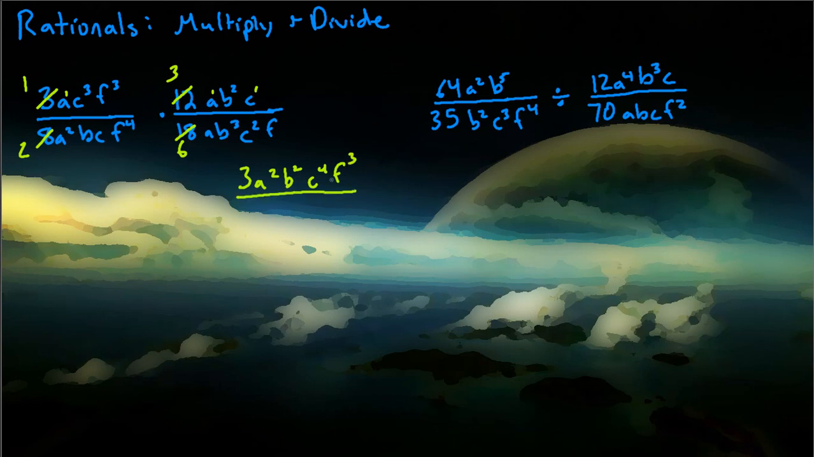And then on the bottom, 2 times 6 is 12. And I'm just noticing now I could have canceled the 3 and 6. We'll deal with that in a minute. A squared times a to the 1 is a cubed. B times b cubed is b to the 4. So I'm adding the exponents. Rules of exponents are coming into play. C times c squared, so c cubed. And then f to the 4 times f is going to be f to the 5.